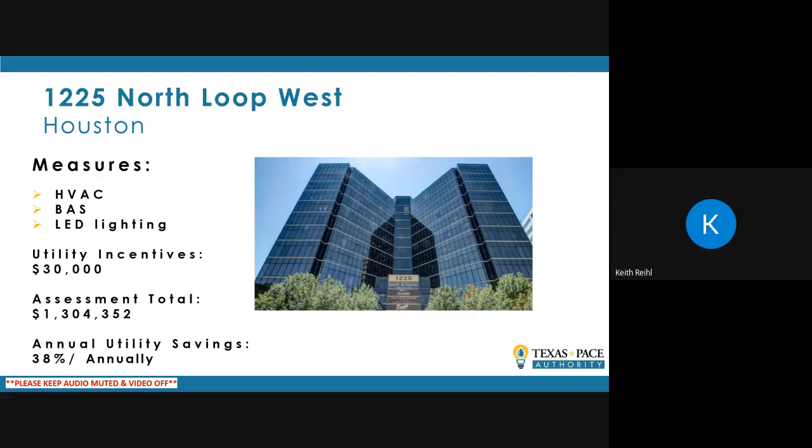Some little stories about the LED. When you retrofit for LED, some of the folks weren't real fond. The lighting was a little different than what they had before. And sometimes, people just be aware that some things like that can happen.